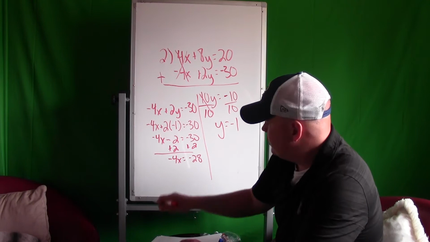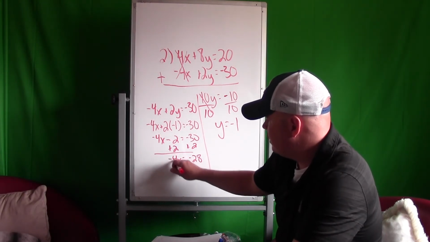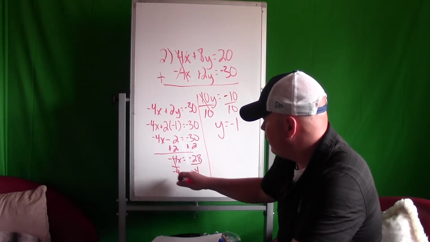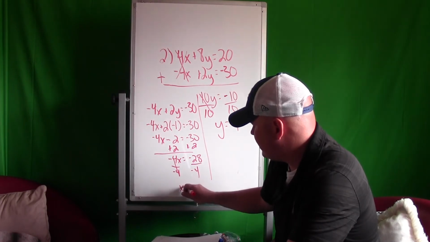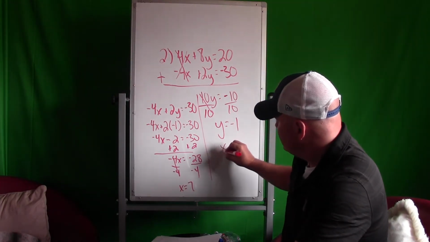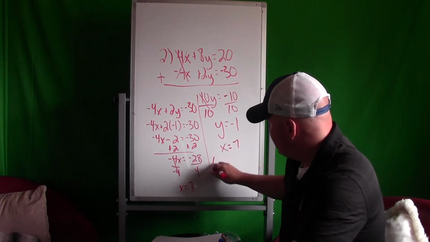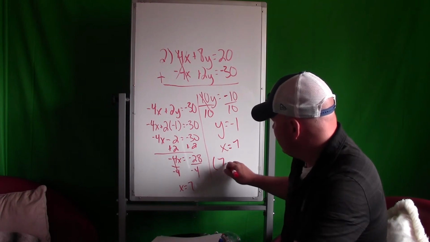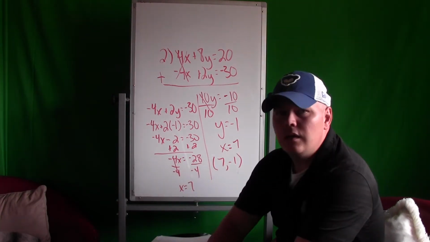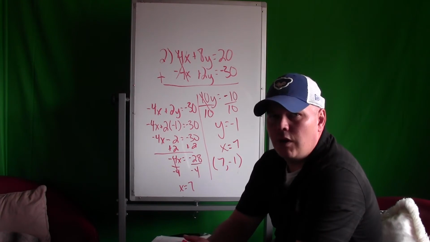So all I have left to do is divide. Negative 4 divided by negative 4. That cancels, so now I have x equals 7. So I have x equals 7. And as a coordinate set, I'd write it like this. Okay? So that was the second problem on your quiz.